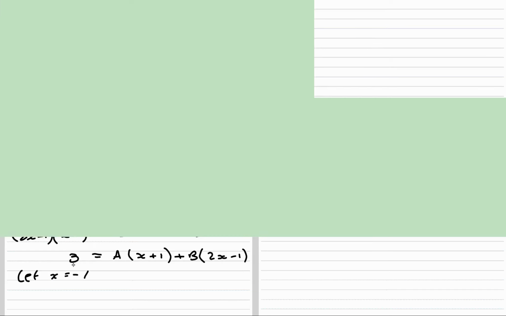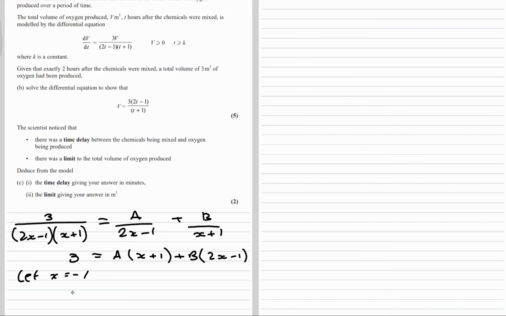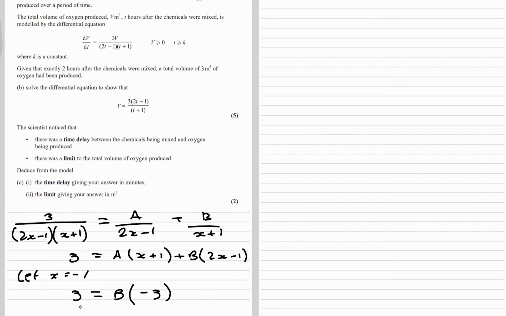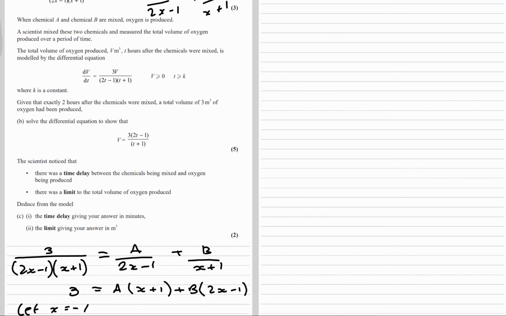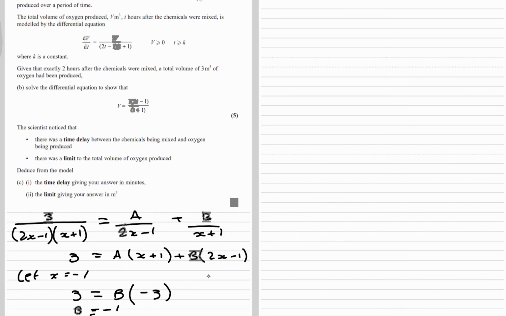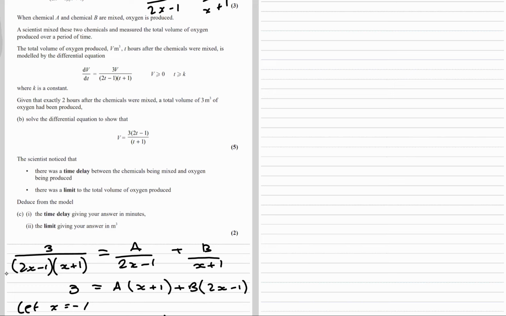So when x is -1, we have 3 equals 0 A's, that's disappeared, plus B times (2 times -1, that's -2, take away another one, -3). So 3 equals -3B, B must be -1. How about A? So we could let x equal 1/2, and that will get rid of B.